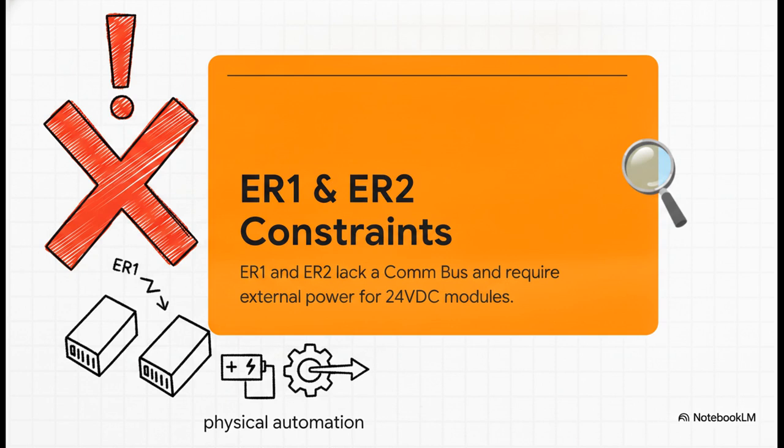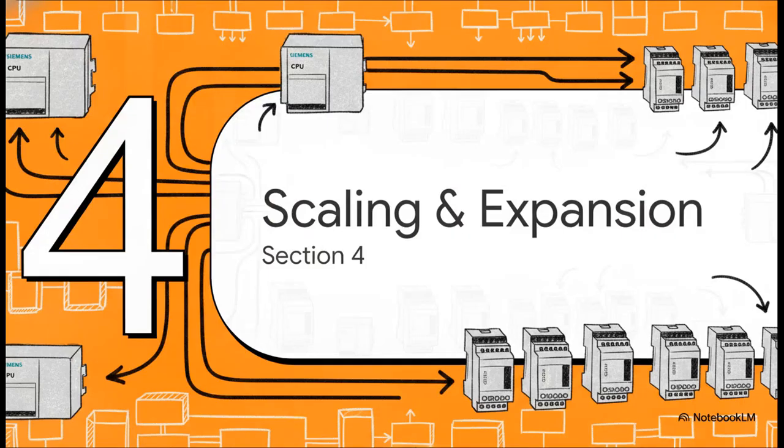As I just mentioned, the ER1 and ER2 strictly lack the communication bus. That means they do not support interrupts, period. Furthermore, any modules requiring a 24-volt DC supply from the backplane must receive it from an external supply when they are placed in these specific expansion racks. You can't just drop any old card into an ER and expect it to magically function exactly like a central rack. It won't happen. Let's keep moving.